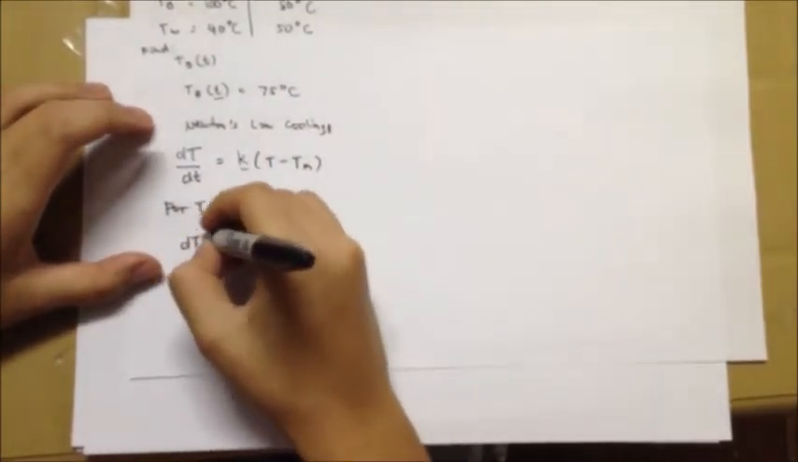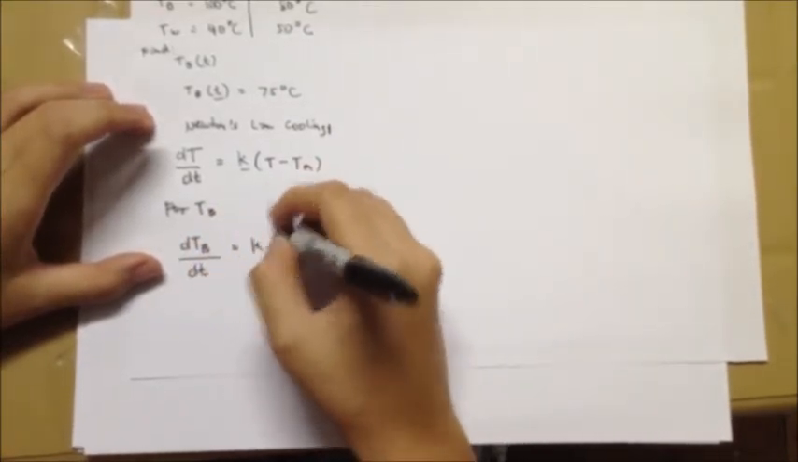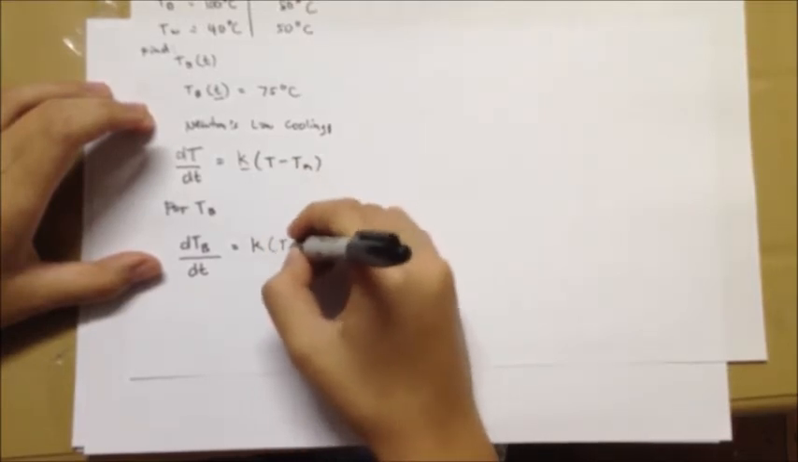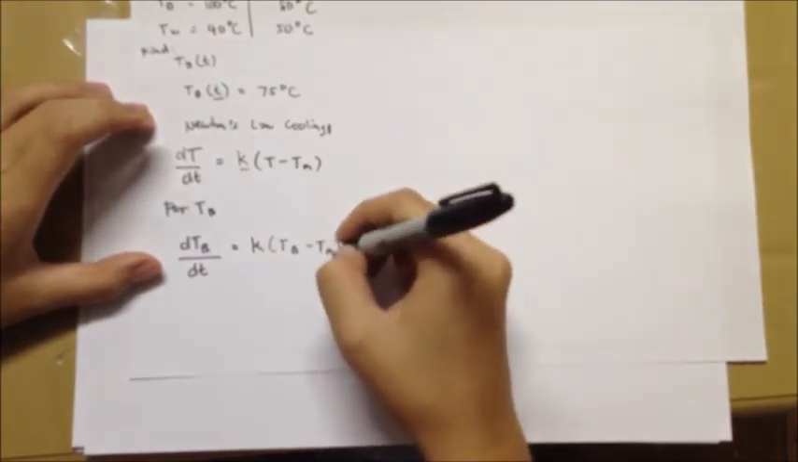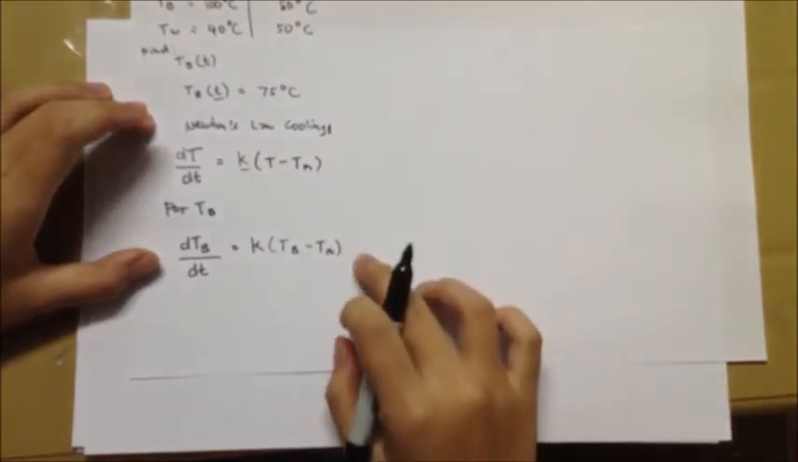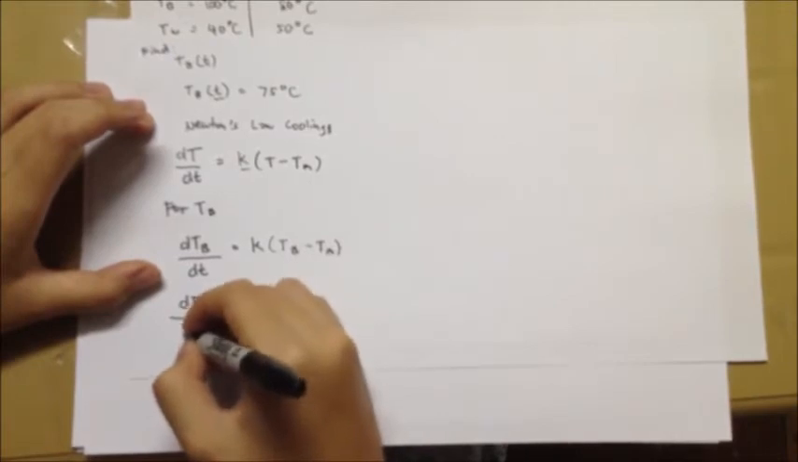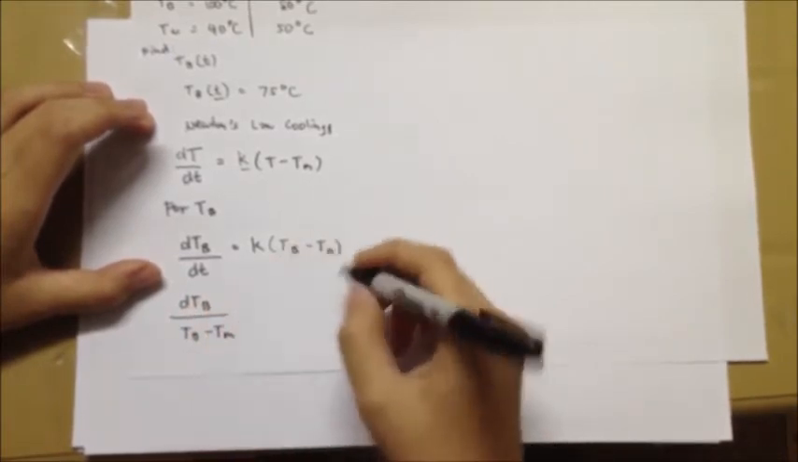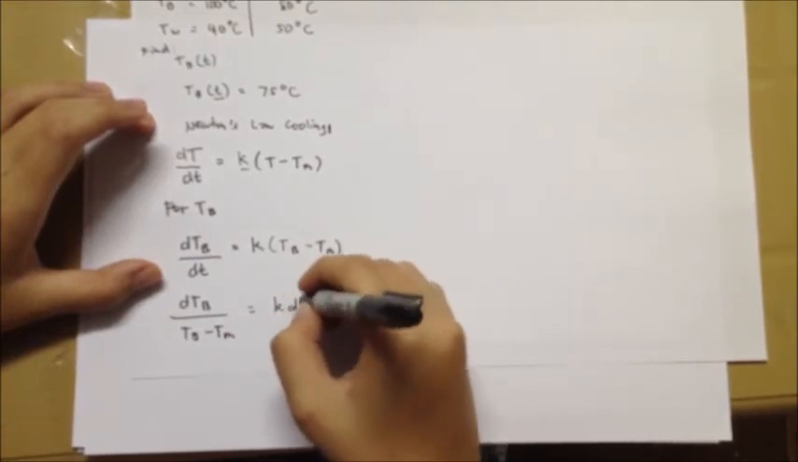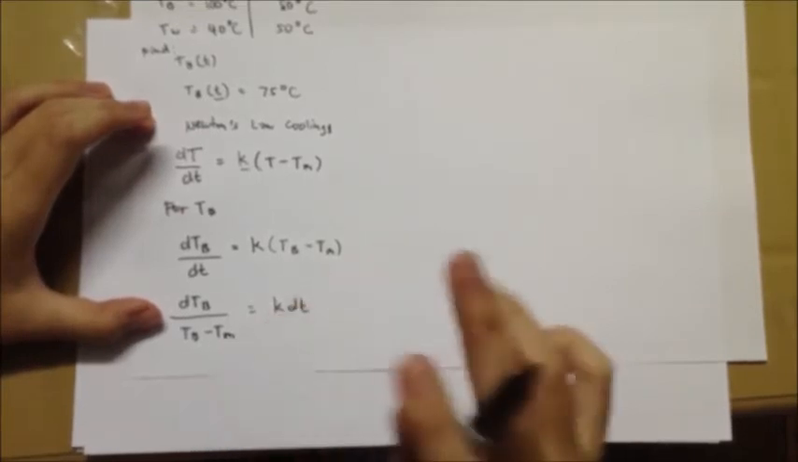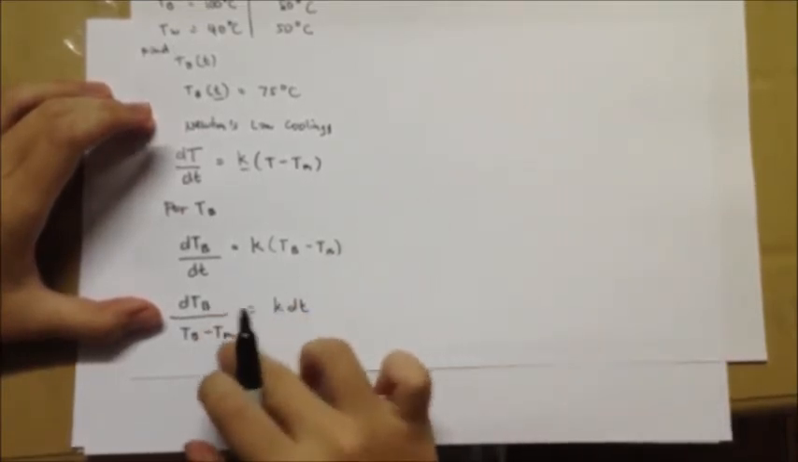So for the temperature of our ball, we have dTb, which is the change of temperature of the ball with respect to time, equal to the constant of proportionality k times the temperature of our ball minus the temperature of our surroundings. Now, this is a separable equation, and we are just going to rearrange it and get dTb over (Tb minus Tm) equal to k dt. Now, how are we going to solve this equation? Take note that the temperature of your surroundings is constant. This does not change over time. So we can treat this one as a constant.